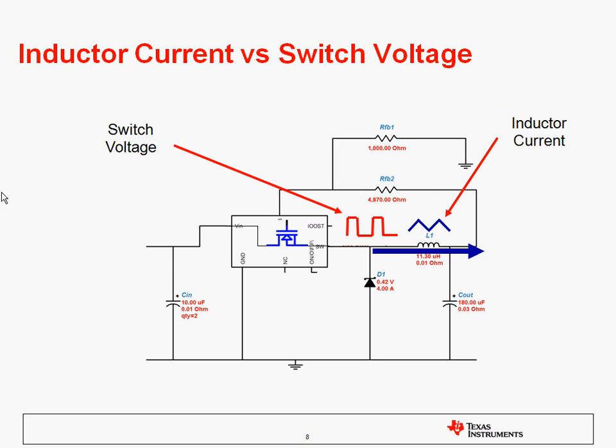This is a diagram showing what's happening with the switch voltage. As the switch turns on, the voltage on the left side of the inductor goes high, and then as the switch turns off, the voltage goes low. And so you have this voltage being changed across the inductor, and the inductor current will ramp up and down accordingly.